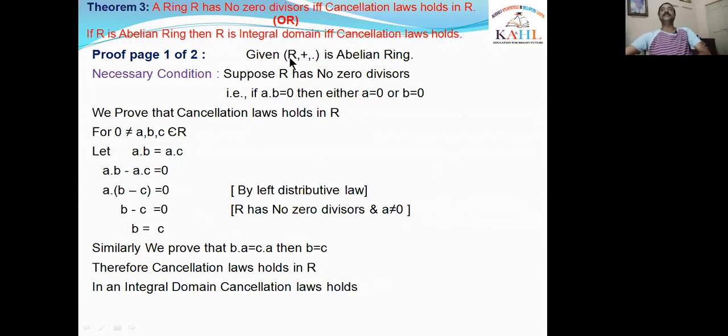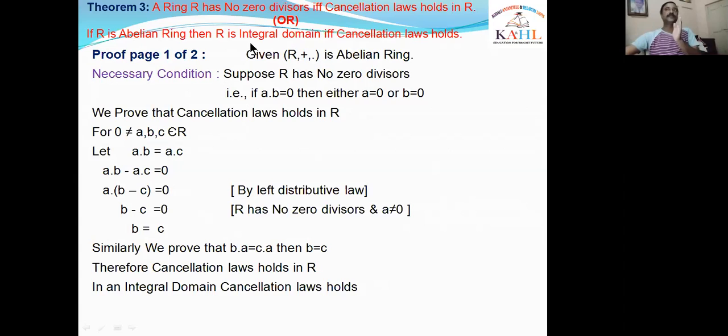So we are writing that, given that R, plus, dot is an abelian ring, for the proof. Proof in 2 pages. Page 1 of the 2 pages: I am starting the proof by giving that R, plus, dot is an abelian ring. First we prove the necessary condition. What is the necessary condition? I told you earlier that we have to take left, and we have to prove right.